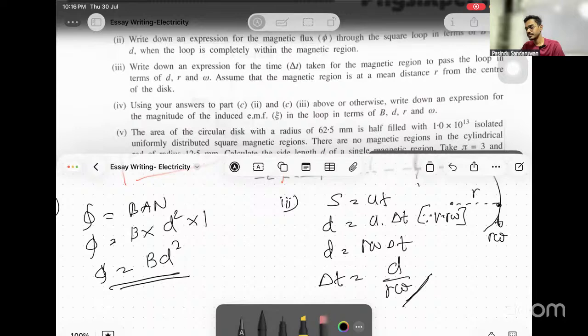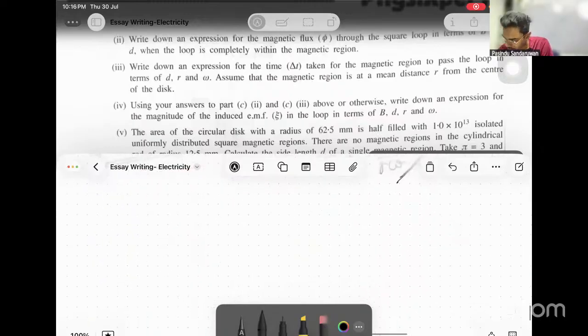Nice flow, right? Starting from Ohm's law, then normal electricity, equivalent resistance, power calculations, power dissipation, and then electromagnetic induction, and now a touch of circular motion, and so on. Right, part 4.